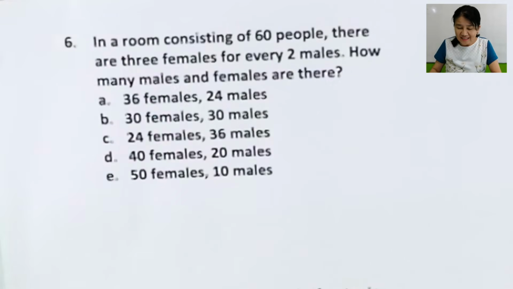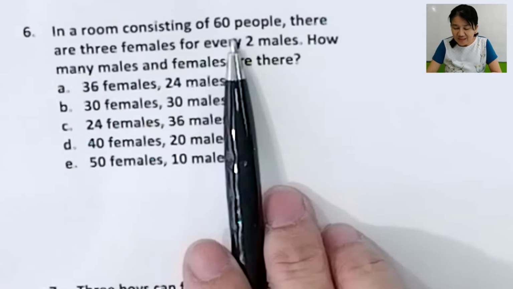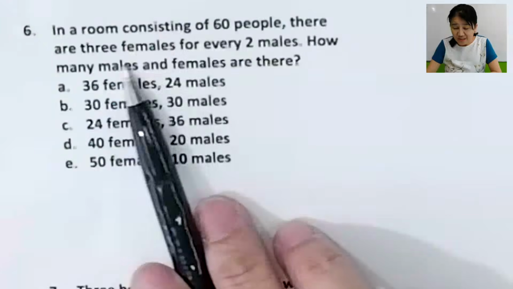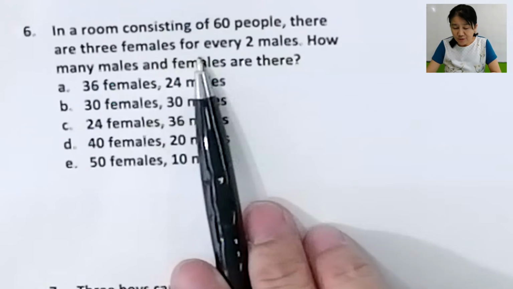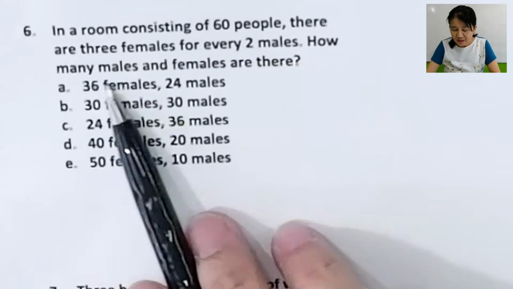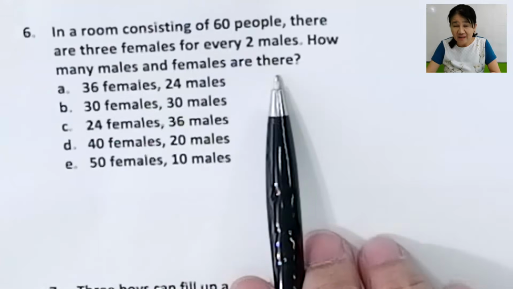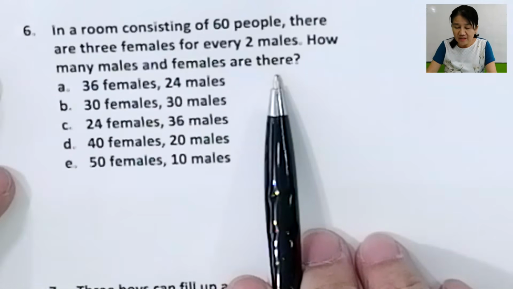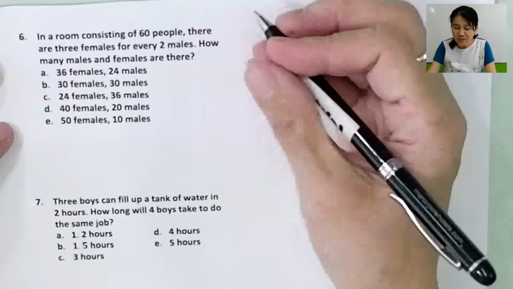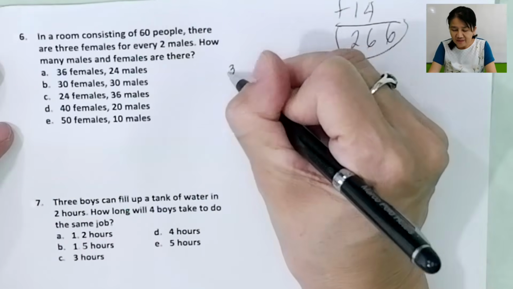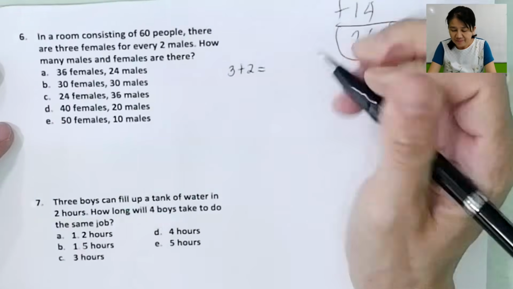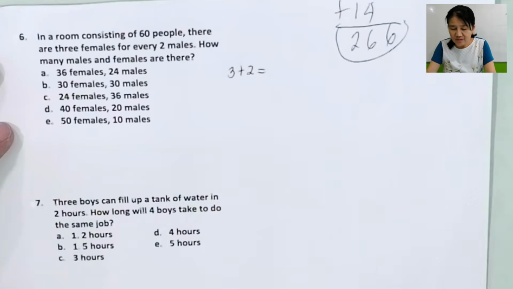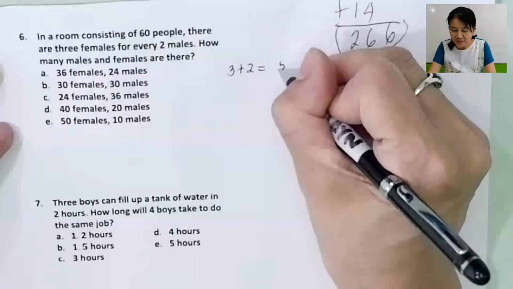Problem number 6. In a room consisting of 60 people, there are 3 females for every 2 males. How many males and females are there? Now, what you can do here, the easiest way is to add 3 and 2. Why? Because you're adding the parts. There are 3 parts females and 2 parts males. That's the easiest. So you get 5.